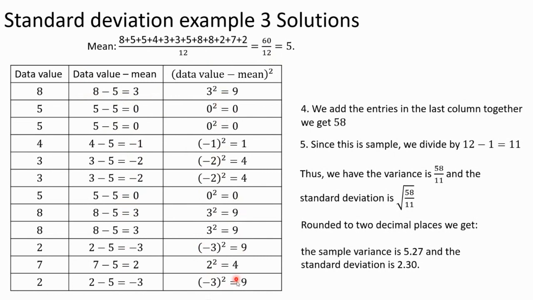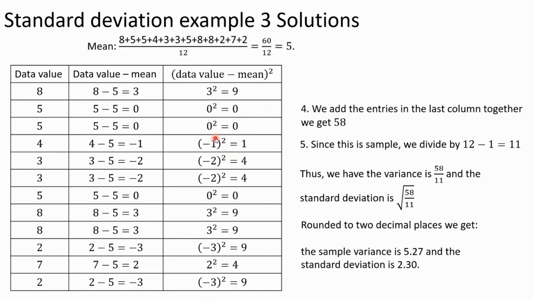And if you were to add up these squares, okay, if you were to add them all up together, what you would get is 58. Okay, I double checked my calculations. I'm confident that's right. Okay, so you add them all up. Then once you add them all up, you get 58, right?